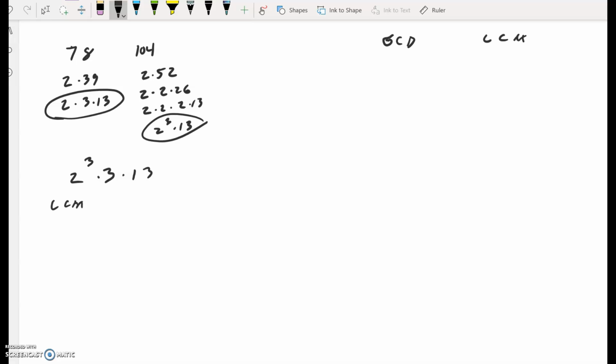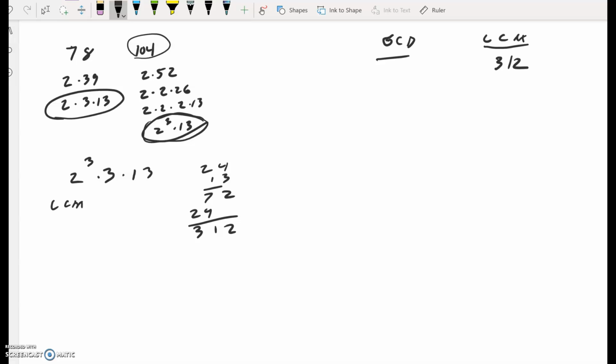The least common multiple is usually the biggest of these two. And we do actually need to calculate it. So it's going to be 8 times 3, which is 24, times 13. Another way of doing that would be to recognize that it's this number times 3, which would be 312.